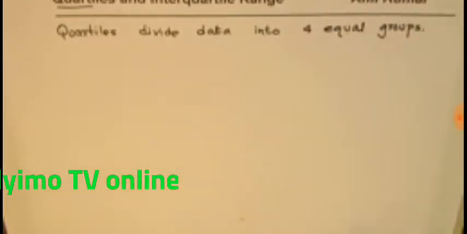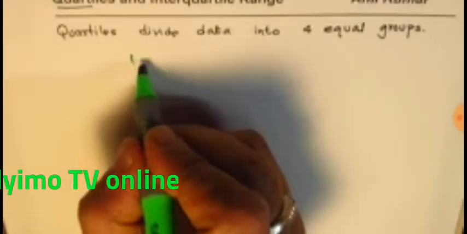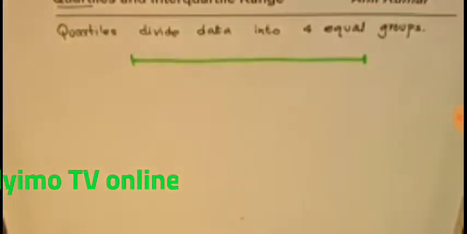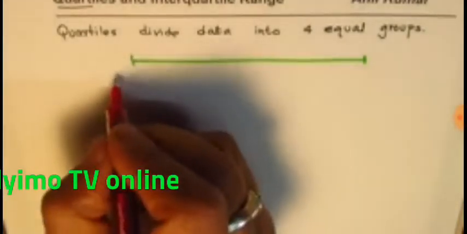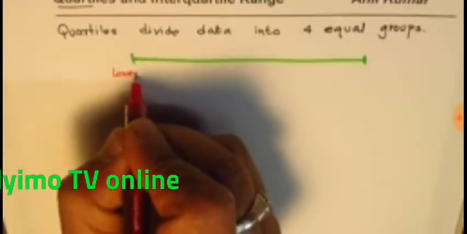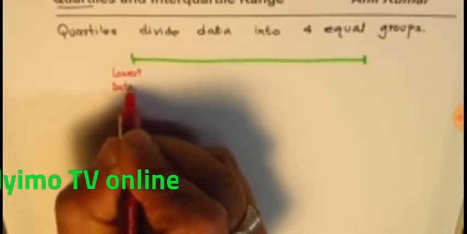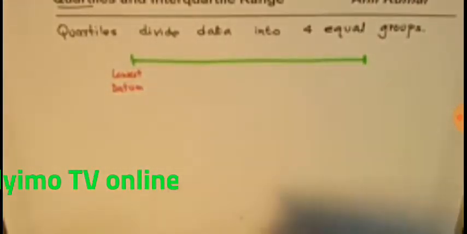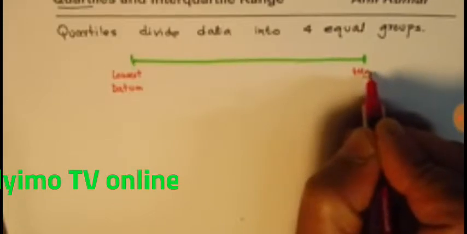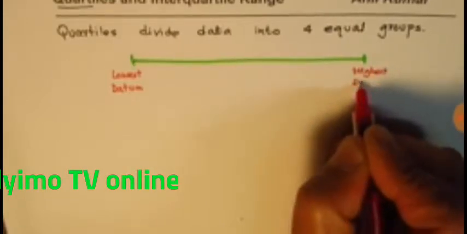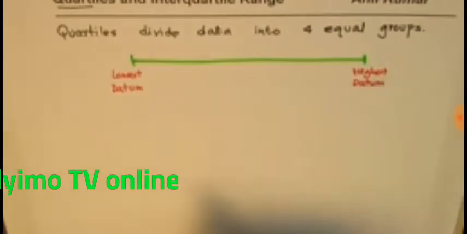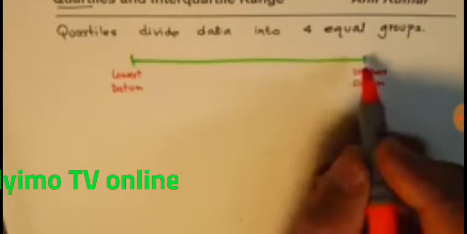So whenever we are talking about quartiles, we are looking at a piece of data. Let's say this is the data for us from here to there, okay? So data will have a lowest limit, which we call the lowest datum, and the highest limit, which we'll call the highest datum. And in between, we divide it into 4 equal parts.